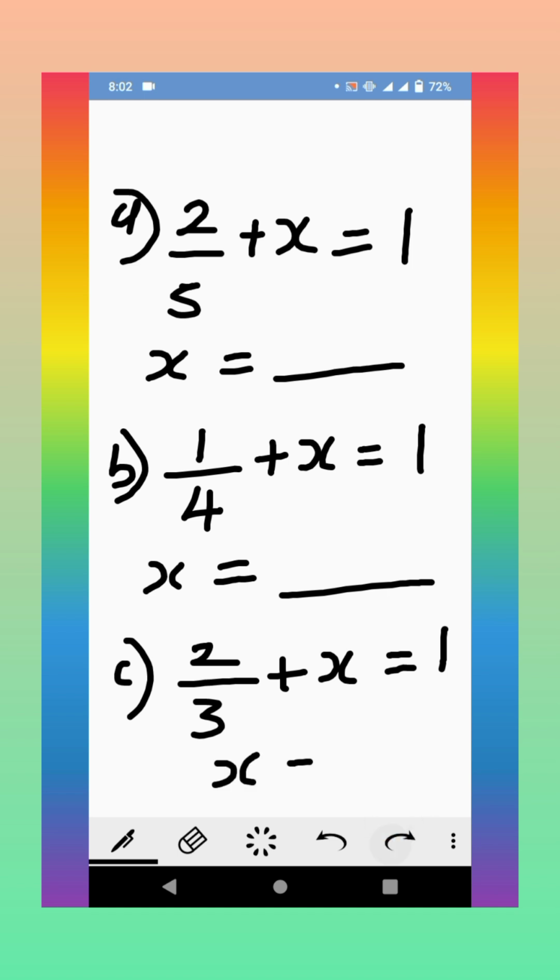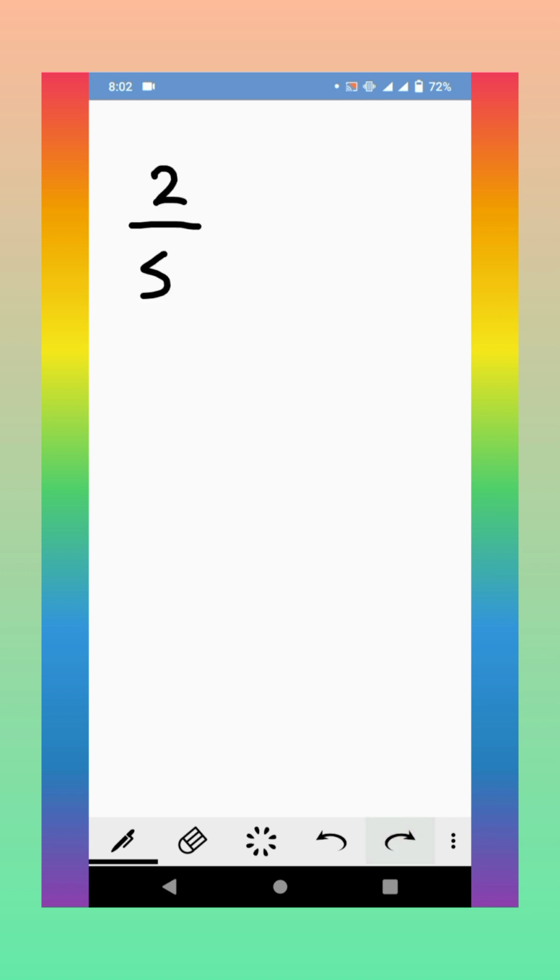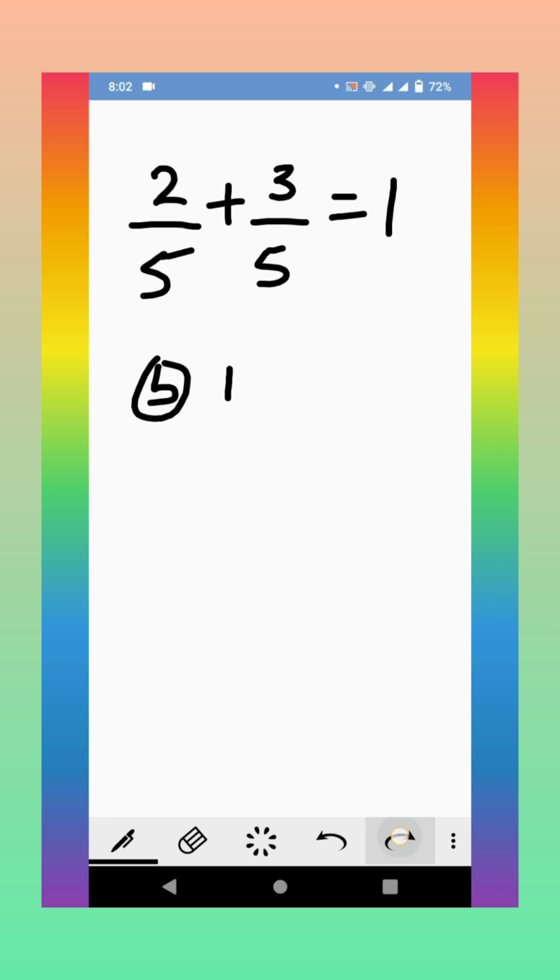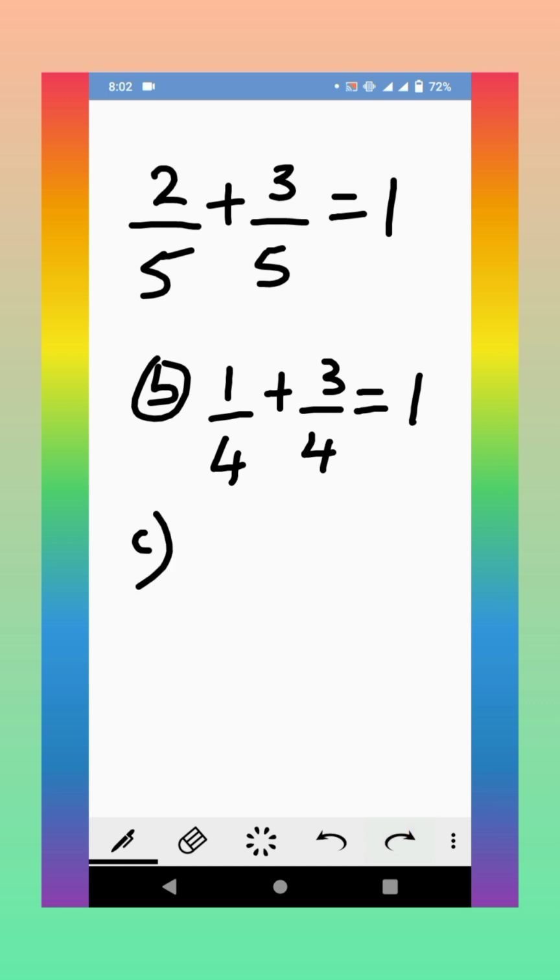Of course, for 2 over 5, it's going to be 3 over 5, like you already know. Then for 1 over 4, it's going to be 3 over 4. Alright, then for 2 over 3, it's going to be 1 over 3. Alright, so these are the answers.